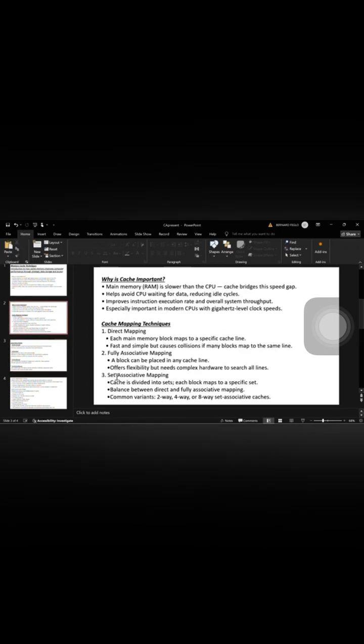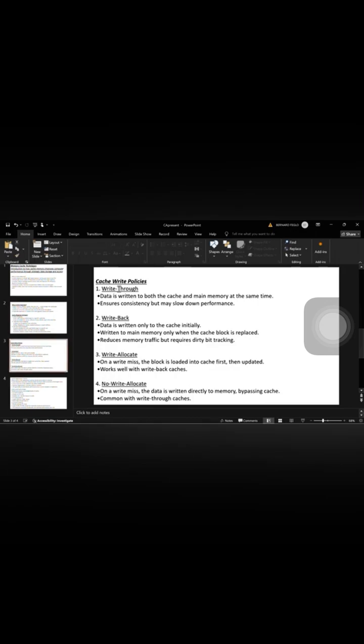And then we have the third one, which is set associative mapping. In set associative mapping, the cache is divided into sets. Each block maps to a specific set. And it gives a balance between direct and fully associative mapping. There are common variants, which are the two-way, the four-way, or the eight-way set associative caches.